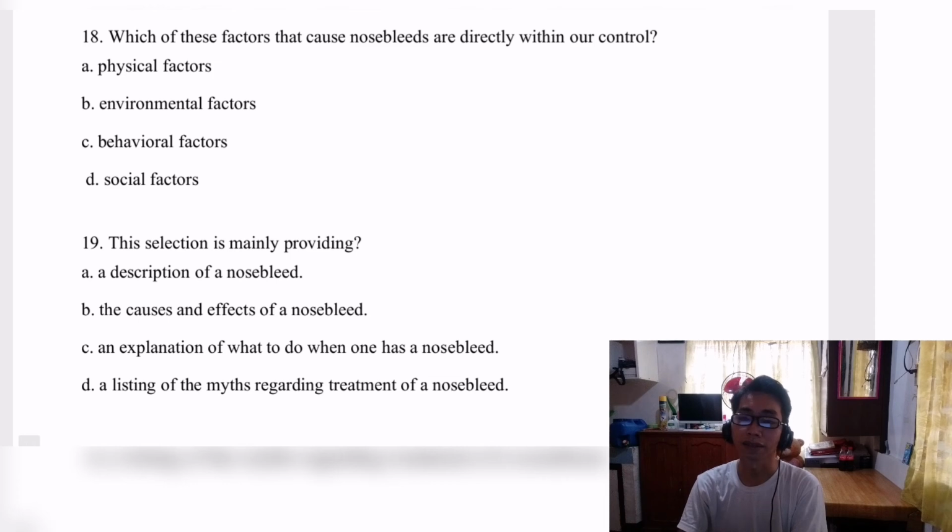Number 19. This selection is mainly providing A. A description of nosebleed. B. The causes and effects of a nosebleed. Letter C. An explanation of what to do when one has a nosebleed. And letter D. A listing of the myths regarding treatment of a nosebleed.